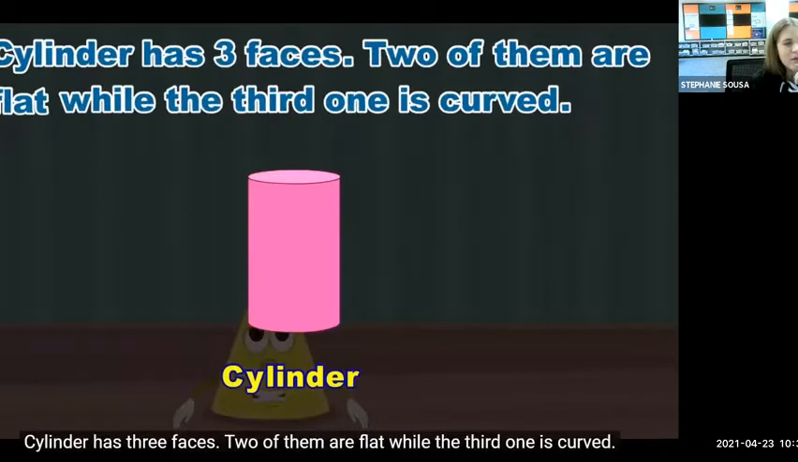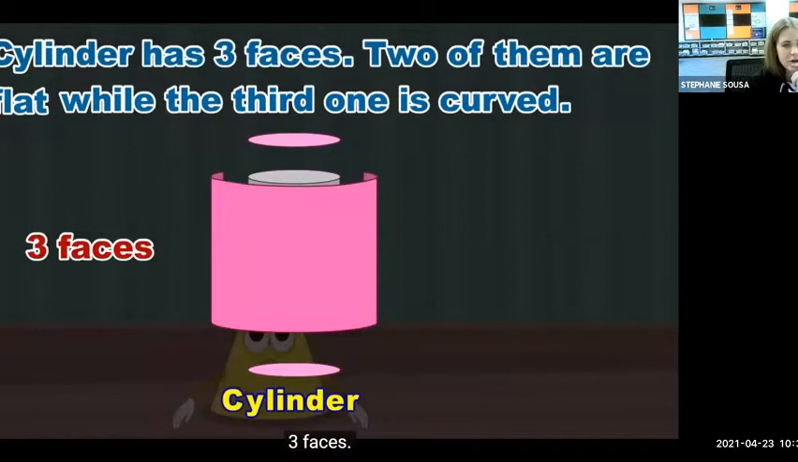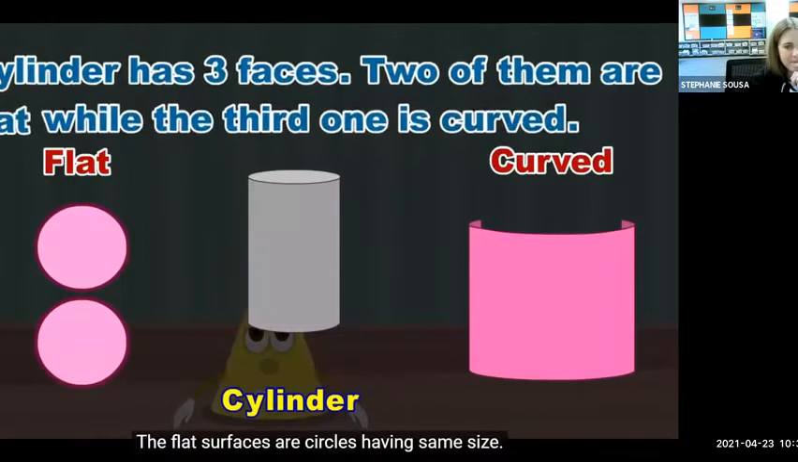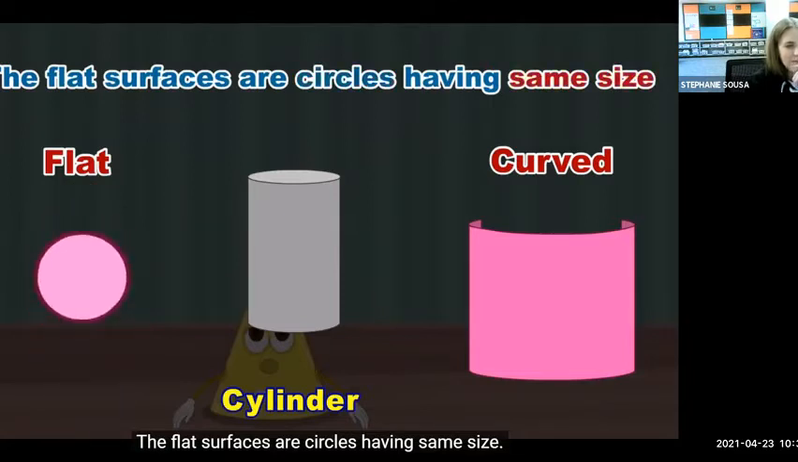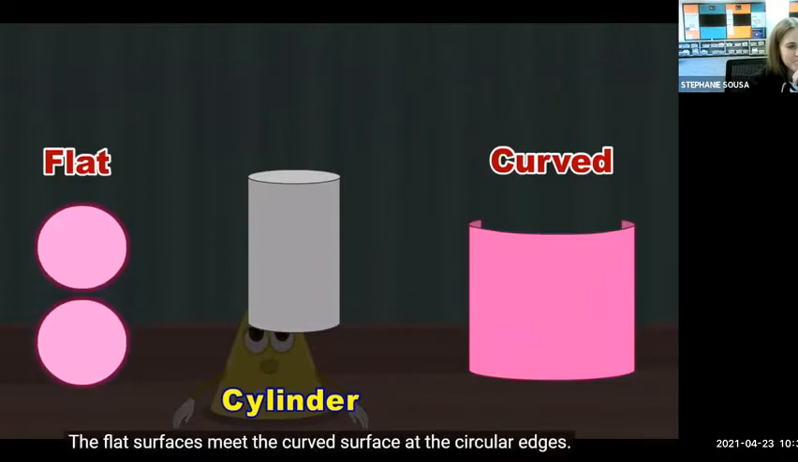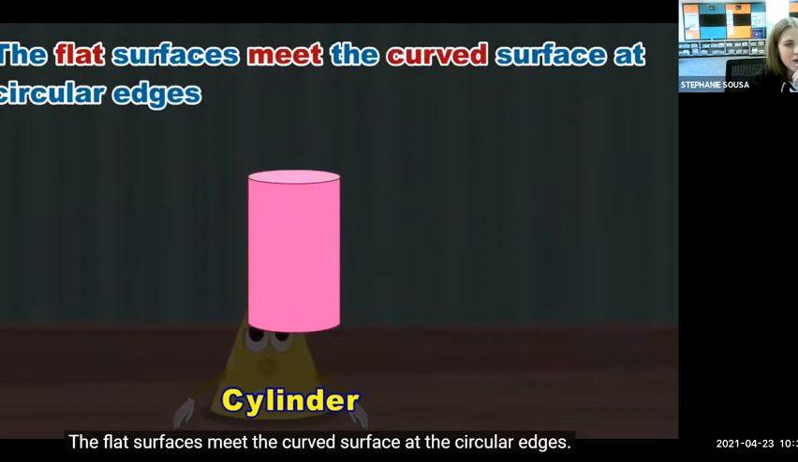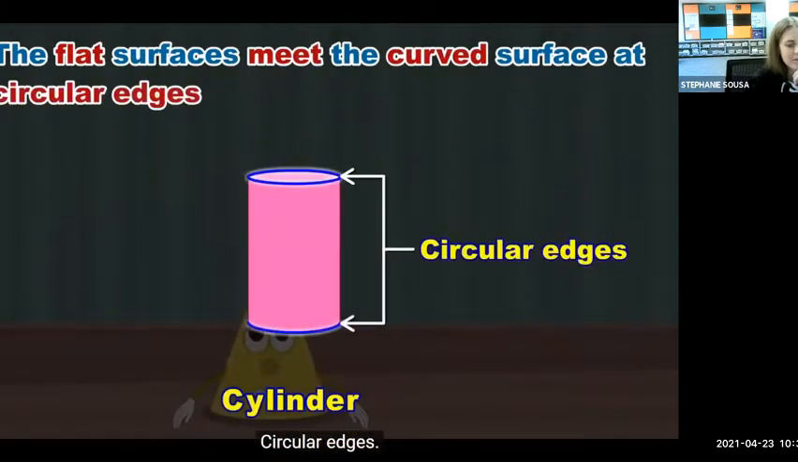Cylinder, 3 faces. 2 of them are flat while a third one is curved. That curved one is a rectangle that has been wrapped around a shape. The circles are the same size on the top and the bottom. And the flat surfaces make a curved edge, a circular edge. 2 edges.